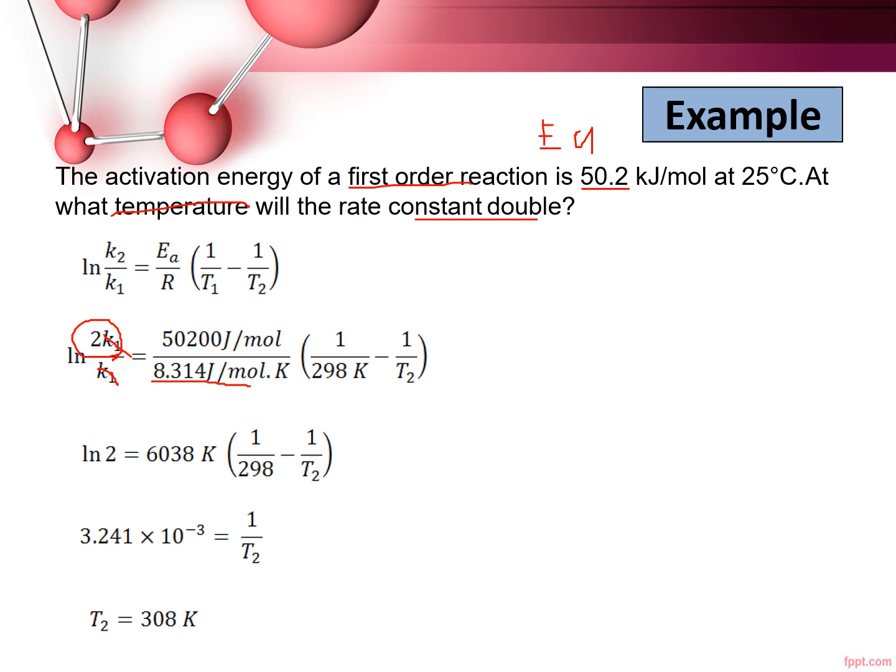Okay, so EA is known now, R is known. 1 over T1, we mentioned 25, so 25 plus 273, you get 298. Over T2, you want to find your T2, which is unknown. So now you solve that one. ln 2 is equal to that one, 6038 K times this one. Solve everything, so you get 1 over T2. T2 is equal to 308 Kelvin. Make sure you answer in Kelvin.